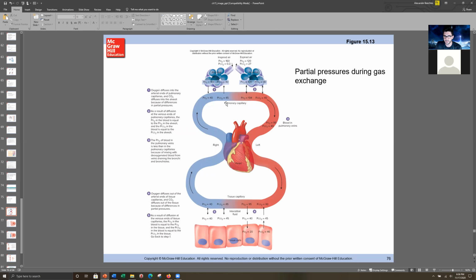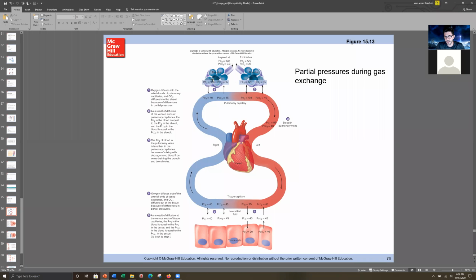Okay, so this is the figure that I was telling you about. It might make a little bit more sense to think about it, and your textbook does a good job of this, just in terms of numbers, not necessarily millimeters of mercury, right? So up here at part 1, oxygen diffuses into the arterial ends of the pulmonary capillaries, and carbon dioxide diffuses into the alveoli because of the differences in partial pressure, right? So if we look at this, wherever the bigger number is, that's where we're going to have the high part of the concentration gradient. Wherever the lower number is, that's the lower part of the concentration gradient.